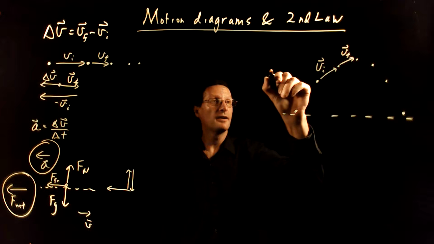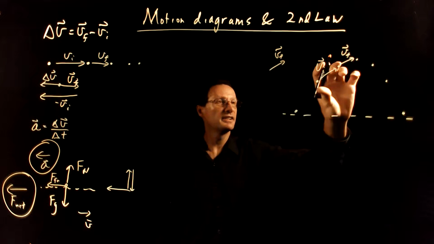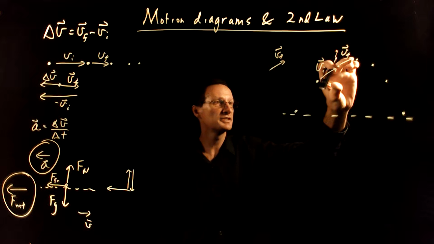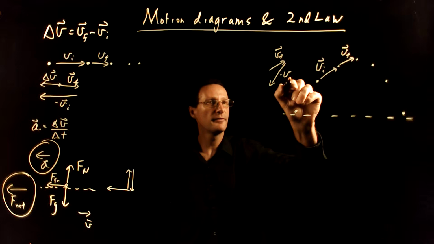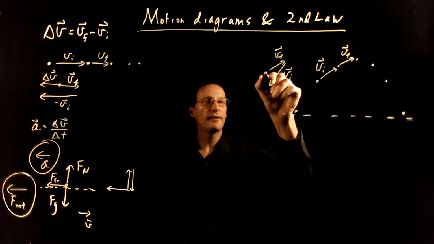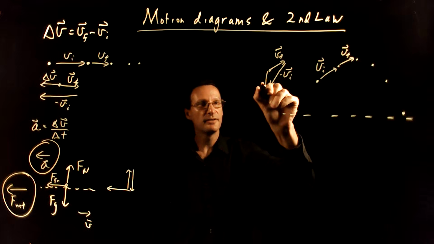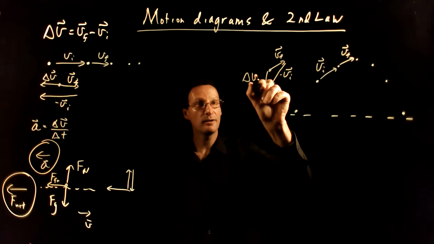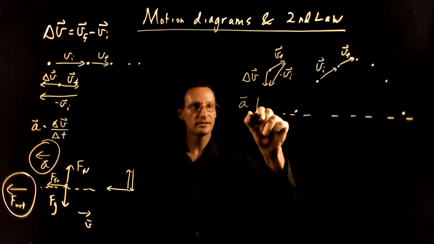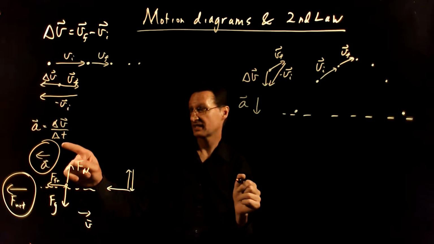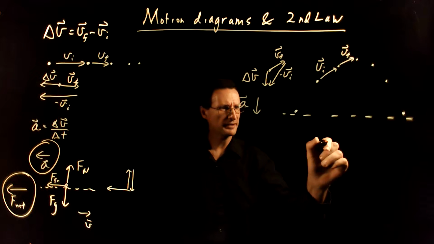So we take v final and we add to that v initial. So we flip the direction of v initial and add it to the end here. And so this is negative v initial. And therefore delta v starts where we start and ends where we end. So delta v points down, directly down. And this tells us then the acceleration vector must also be down for the same reasons we talked about right here. Well, what about the free body diagram?